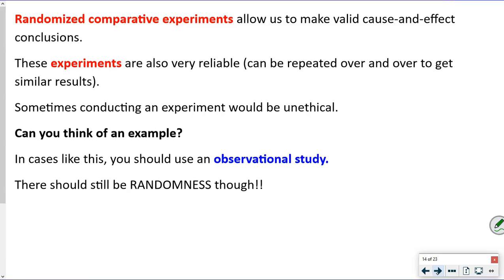Randomized comparative experiments allow us to make valid cause and effect conclusions. These experiments are also very reliable and can be repeated over and over again to get similar results. Sometimes conducting an experiment would be unethical. Can you guys think of an example of that?